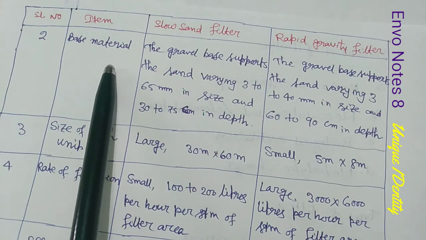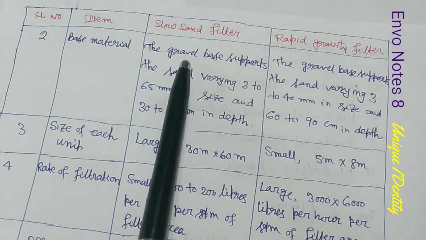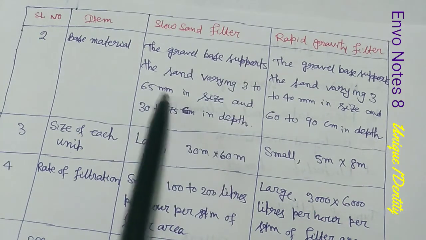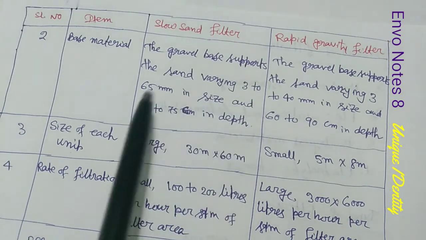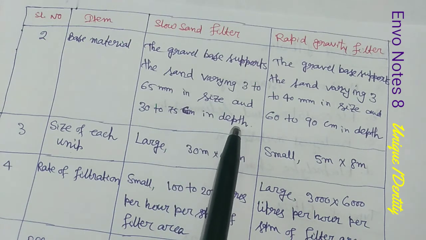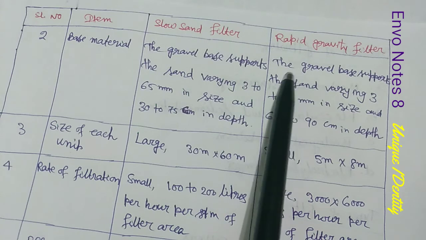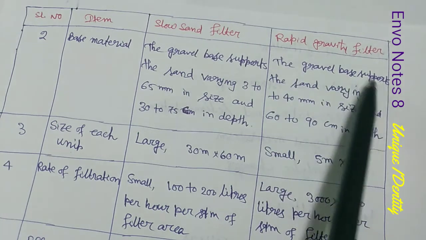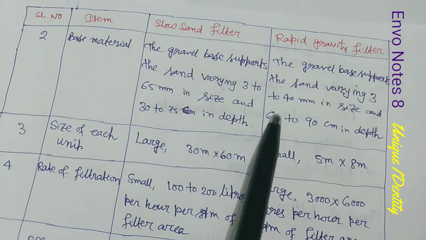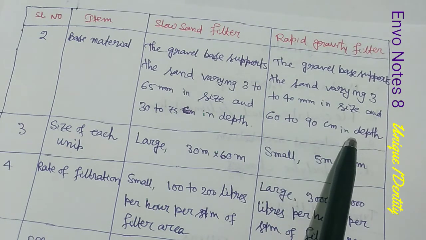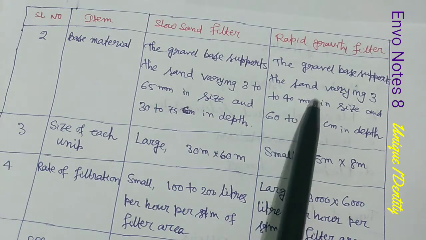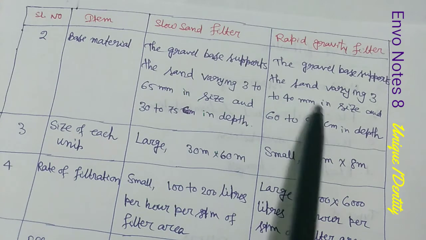Next is base material. For slow sand filter, the gravel base supporting the sand varies from 3 to 65 mm in size and 30 to 75 cm in depth. But for rapid sand filter, the gravel base supporting the sand varies from 3 to 40 millimeter in size and 60 to 90 centimeter in depth. So this is the main difference regarding base material.